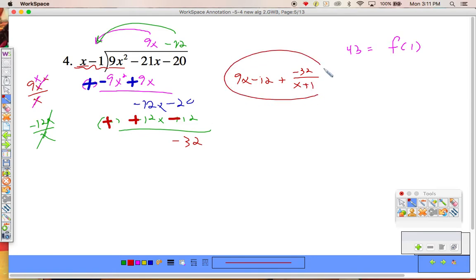All right, this is an acceptable answer. A better answer, because of this plus and negative fraction, is going to be 9x minus 12 minus 32 over x plus 1. All right, that's the better answer. All right, this is going to come into play here in a second.